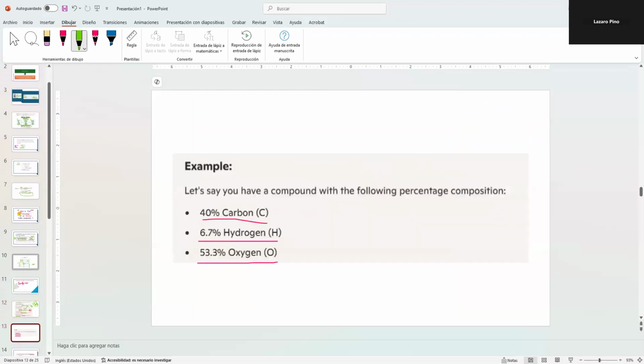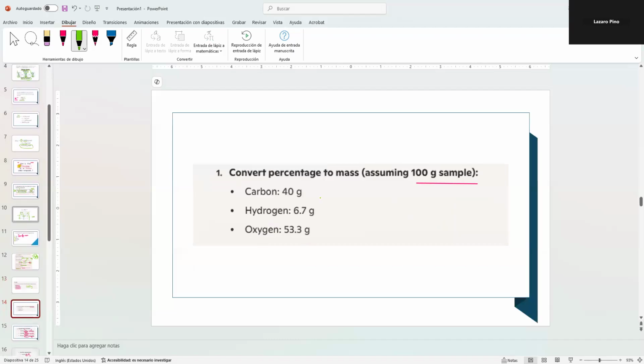Okay, it's easy, you will see. Here we have a compound that contains 40% of carbon, 6.7% of hydrogen, and 53% of oxygen. First step, you consider that 40% is 40 grams, considering that the compound has 100 grams. Then you consider that it contains 40 grams of carbon, 6.7 of hydrogen, and 53.3 grams of oxygen.